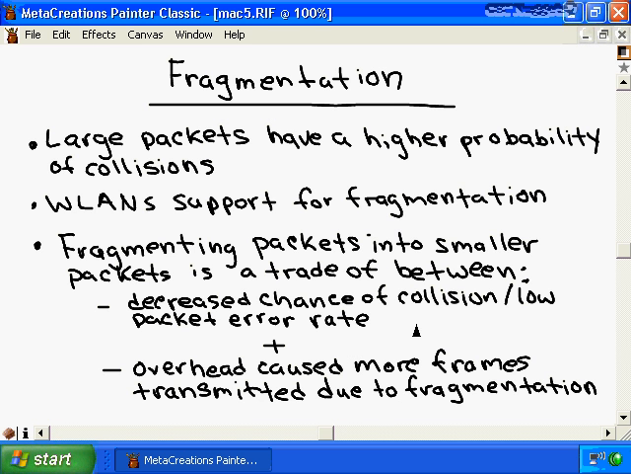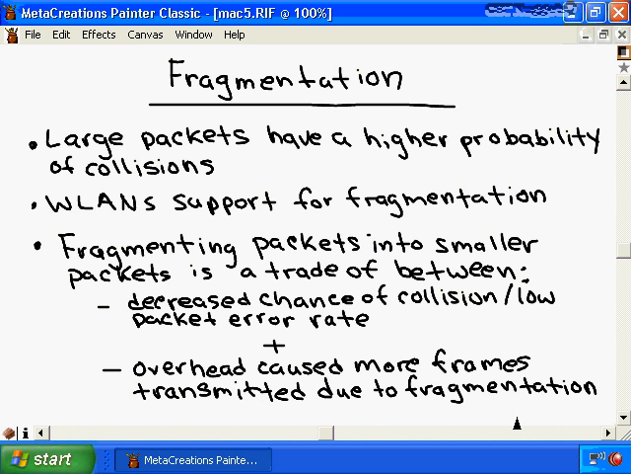You'll want to find that sweet spot of the fragmentation threshold size that doesn't cause too much overhead, so you're not getting reduced throughput because you're putting more frames on the wire, but you're still reducing the chance of collisions, and as a result, reducing the retransmission. The only way you can find that sweet spot is through constant monitoring for each incremental change that you make to that fragmentation threshold.